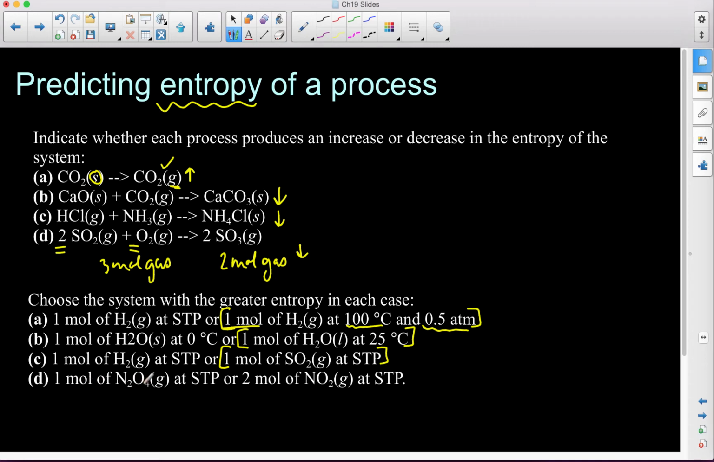Here we have 1 mole of N2O4 versus 2 moles of NO2. This goes back to kind of like this one, right? If we simply have more particles that are able to move, we have more microstates by default, right? All other conditions being equal, more particles means more entropy because there are more microstates, right? More arrangements for my particles to be in, okay?